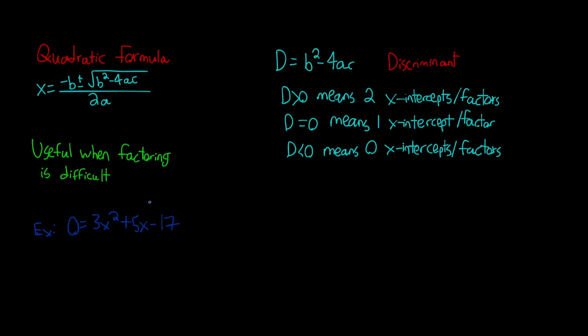And this is very useful when factoring is difficult, right? When it's going to take you more than a minute or two to factor your expression. So, an example would be what we have written down here: 0 is equal to 3x squared plus 5x minus 17. This is where the method that I taught you before doesn't really work as well, right? So let's get into solving this example.